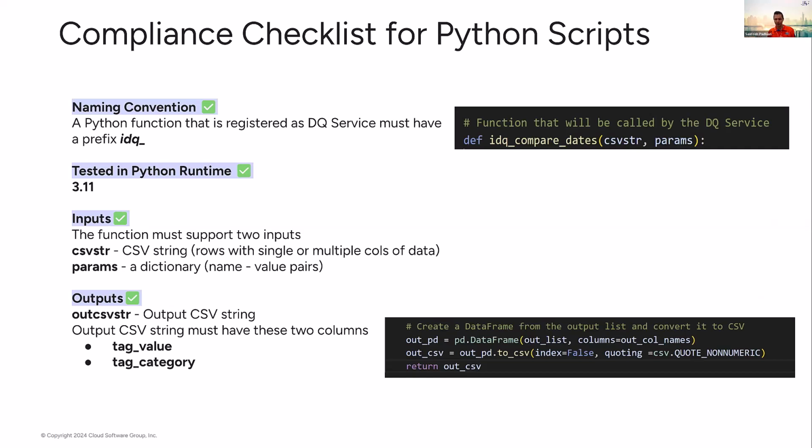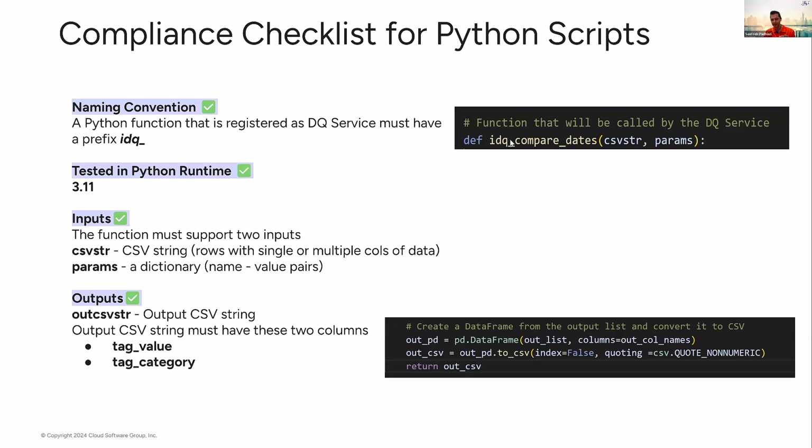You cannot just write any Python script and deploy it in DI, because we have a specific requirement around how you structure your inputs, how you structure your outputs, and what the runtime environment is. You have to follow this specific template. Number one: in your Python script, you can have multiple functions, including helper functions and sub-functions called from the main function, but only those functions that you want to expose to DI need to have a prefix of IDQ. So that's the first item on your checklist.